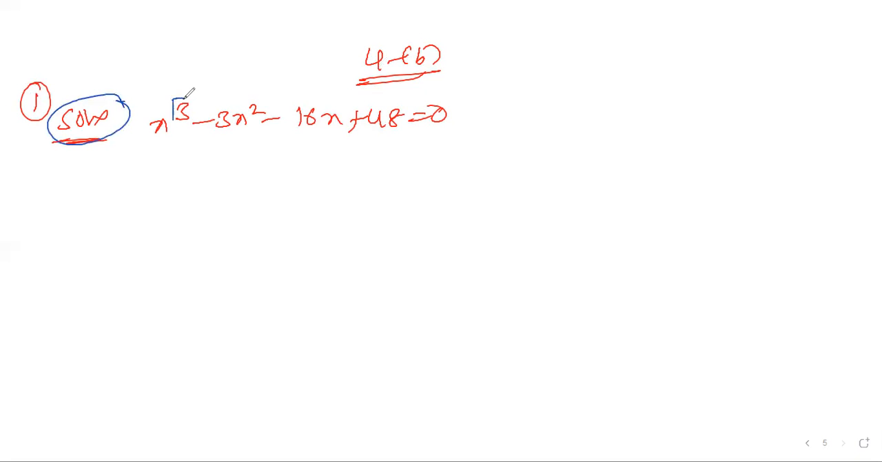Solve means what? The order of the equation is 3. Order of the equation means the equation possesses 3 roots: alpha, beta, gamma. You need to find out alpha, beta, gamma. Yes, sir.